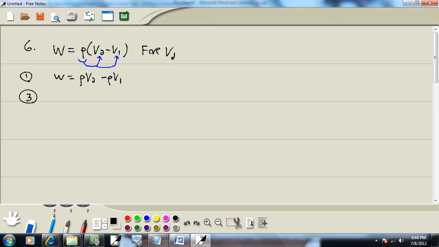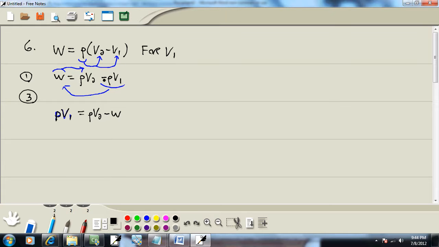Step 3, get everything with the variable we're solving for on one side, everything else on the other side. We're solving for V1. Now I'm going to take the negative PV1 over to the left side and the W over to the right side. Now when you take anything across the equals, the sign changes. So the negative PV1 becomes positive PV1, and P V sub 2 and the W becomes a negative W.